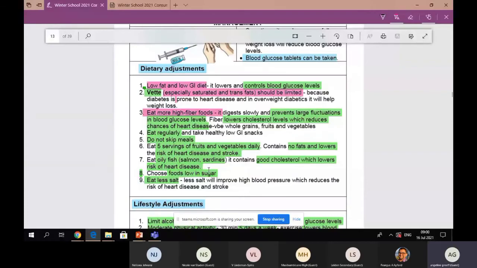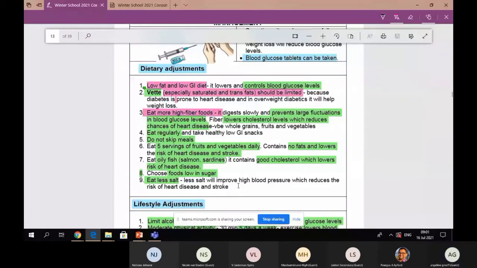And then, of course, foods low in sugar, right? And then also another recommendation here is eat less salt because they are also prone to suffer from heart conditions like high blood pressure, which reduces the risk of heart disease and stroke. Okay, so those are all of the stuff that you need to know.